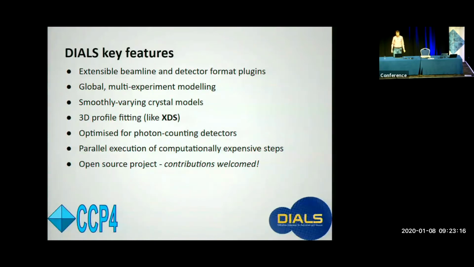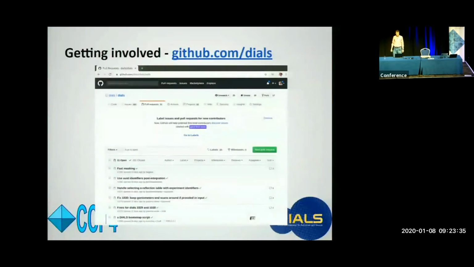We use parallel execution for computationally expensive steps like the spot finding and integration. And one of the most important points is that it's a completely freely available open source project, and we welcome contributions and have accepted third-party contributions to the project too. If you like a bit of coding and you want to get involved, that's the page you need to go to. It's the GitHub address. You can fork the project, make your changes, and submit them back to us in the form of a pull request.